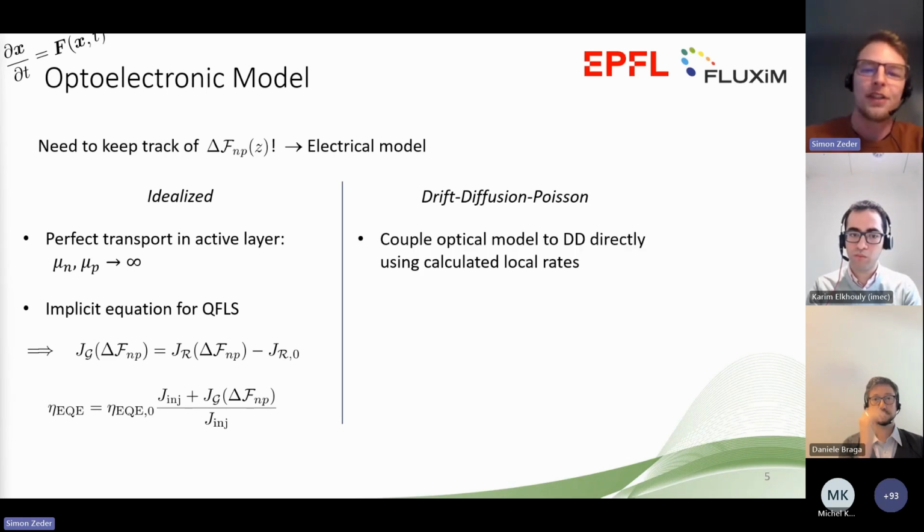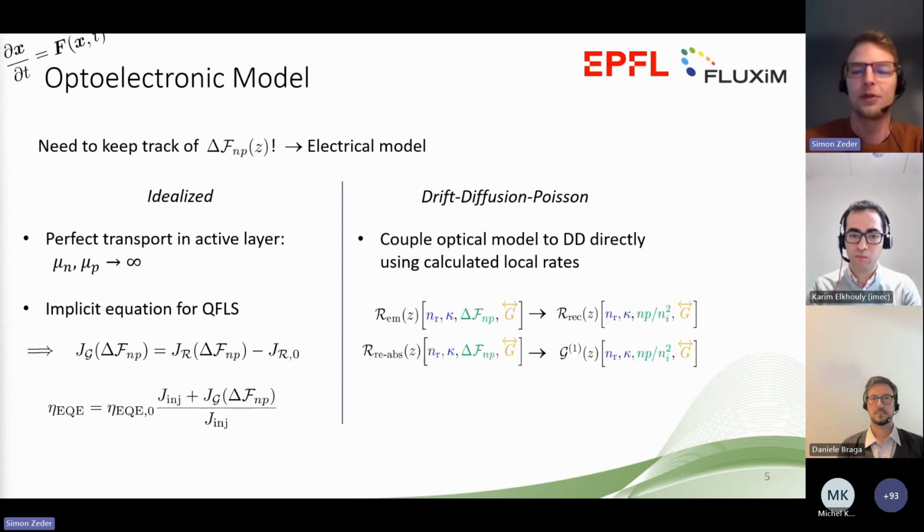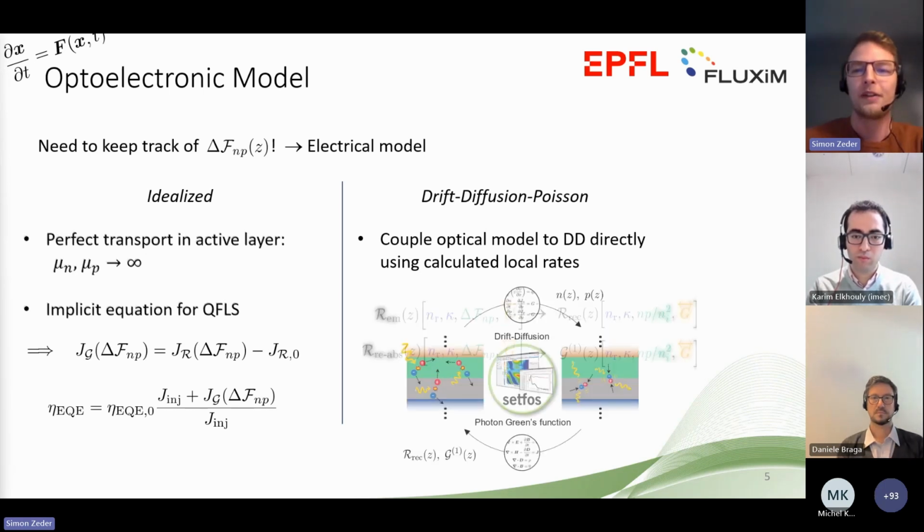Now, if one seeks a more realistic model, the local rates of our optical model can also be easily integrated in a full drift diffusion approach. Basically, the local emission and reabsorption rates can be transformed easily into recombination and generation rates for use directly in drift diffusion, where one follows this cyclic process by iteratively updating generation rates and electron-hole densities until you reach a self-consistent solution.